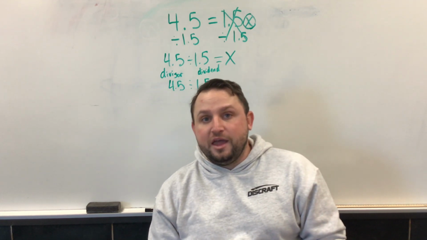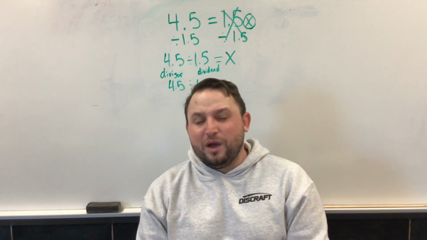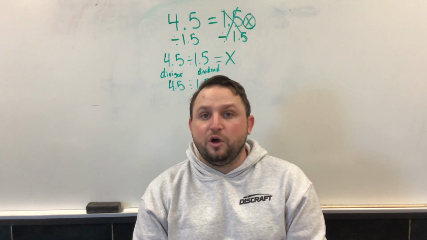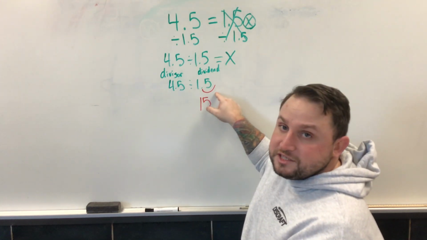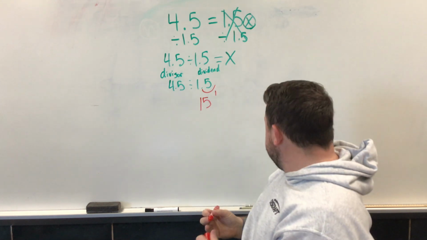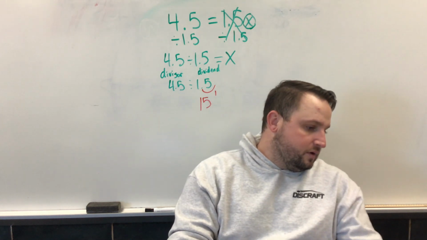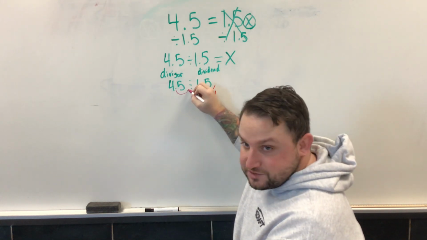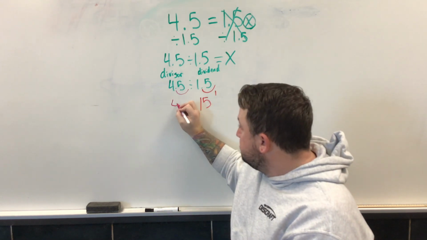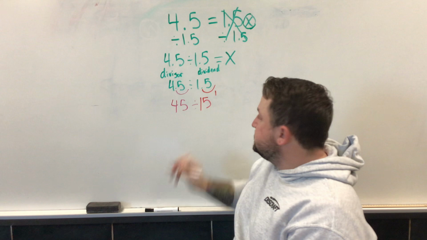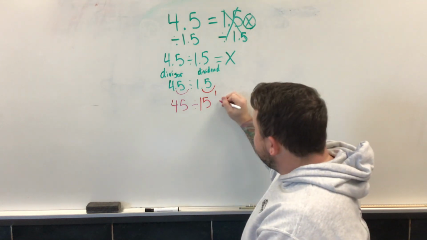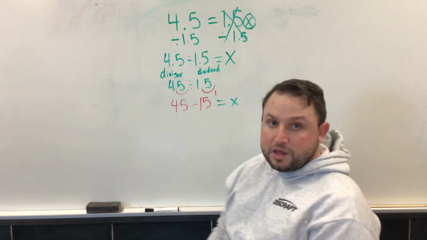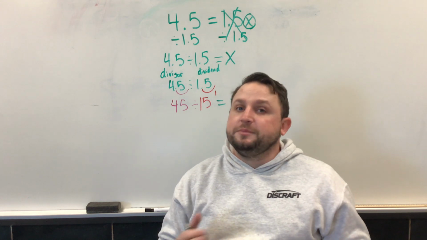And because we only moved it over one place value here, we'll determine what we have to do next. The second step of a dividing by decimals equation is however many place values you move the decimal point over in your dividend, you must also move the decimal point over in your divisor. So we move this over one place value. We need to move the opposite side over, or the divisor over, another one place value. That makes that 4.5 equal to 45. So now we have a problem that is 45 divided by 15 equals x.